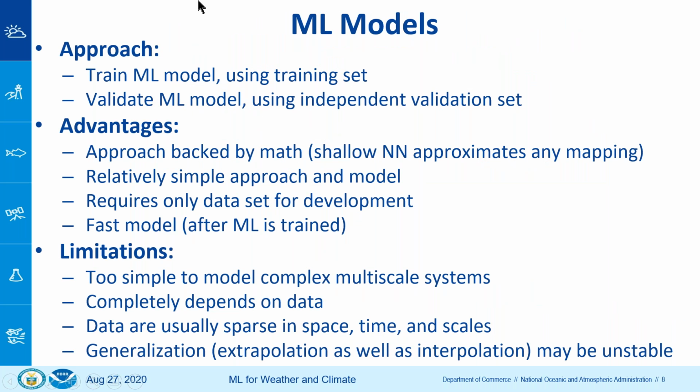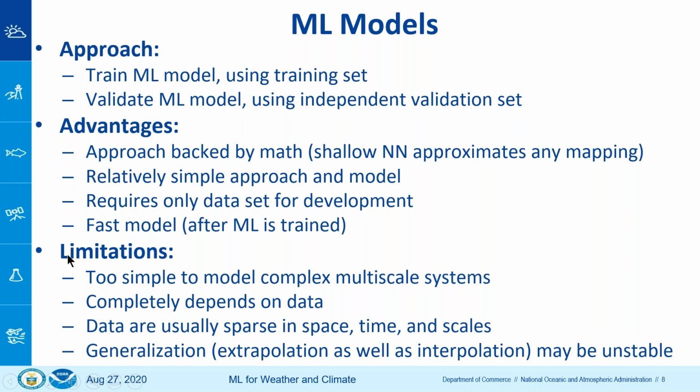So now let's summarize what we learned about machine learning models, machine learning tools. The approach is simple. First, we train a machine learning model, for example, a shallow neural net or deep neural net, using a training set. Then we validate this model using an independent validation set, and then the neural network is ready for use. Then you can use it. Advantages of this approach: the approach is backed by math, and as I told you, math has proven that a shallow neural network can approximate any complex nonlinear multidimensional mappings. It is a relatively simple approach and model. You could see on the previous slide, it's a combination of hyperbolic tangents. It requires only data for development. And it's fast. Again, a simple combination of hyperbolic tangents.